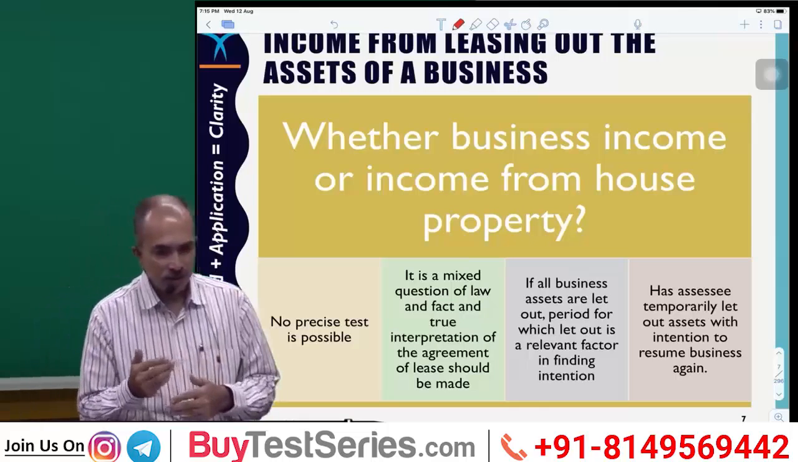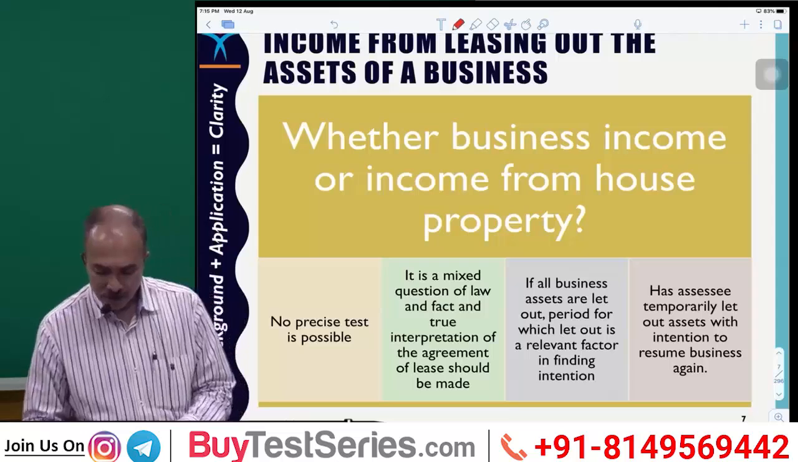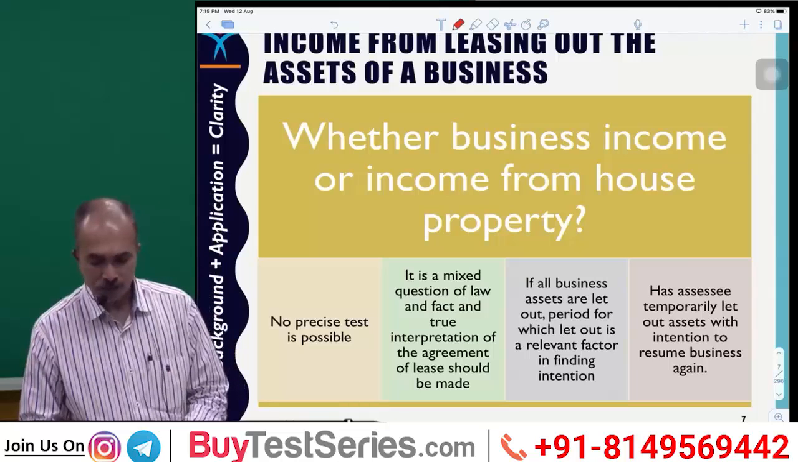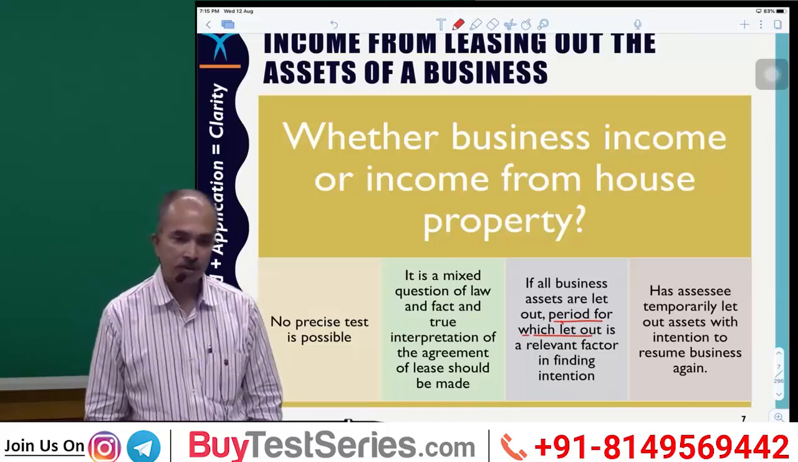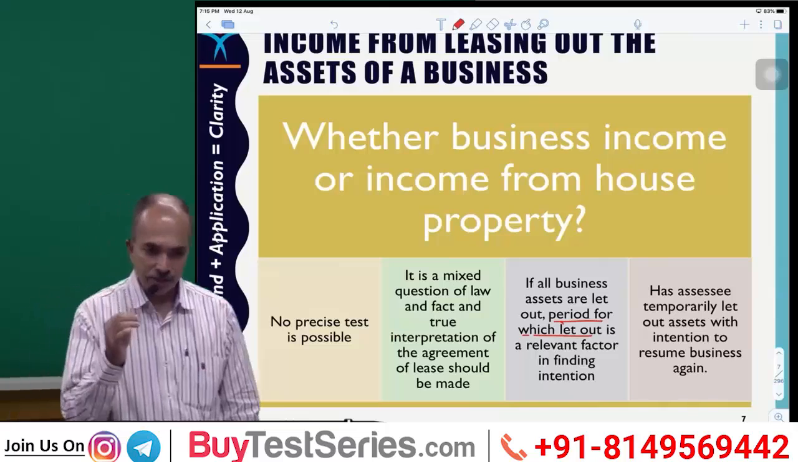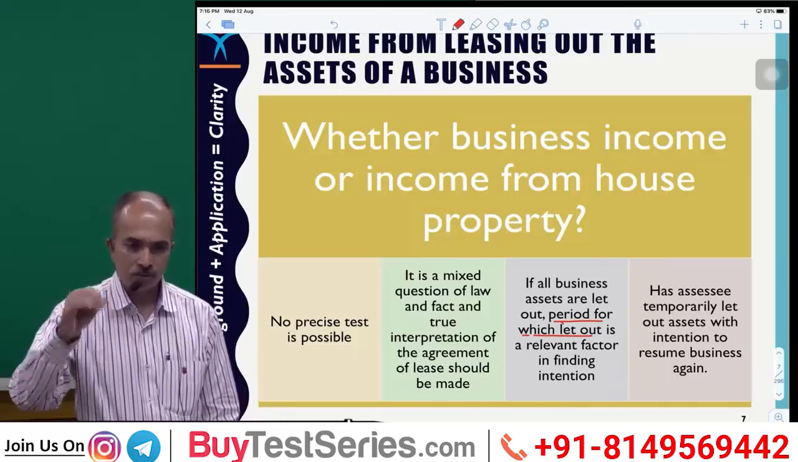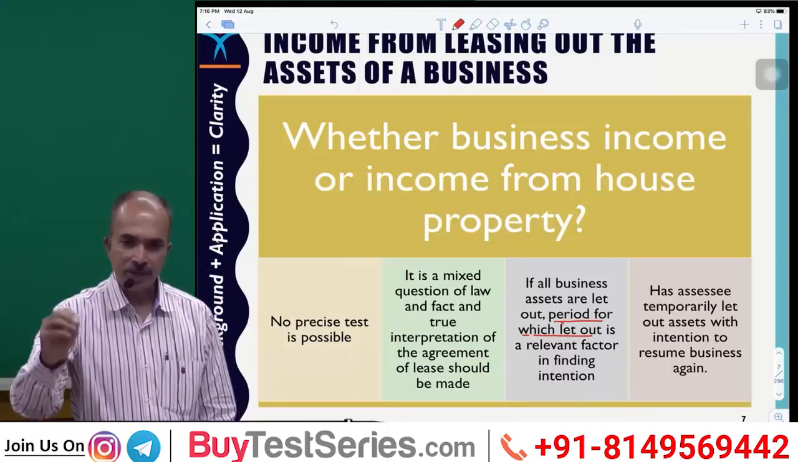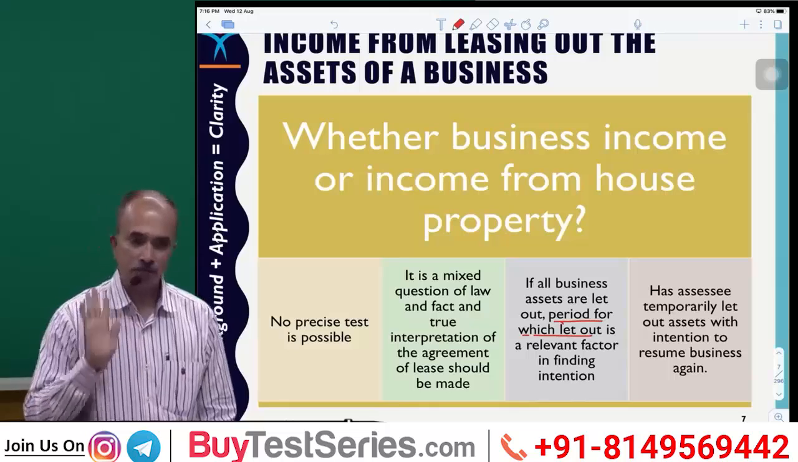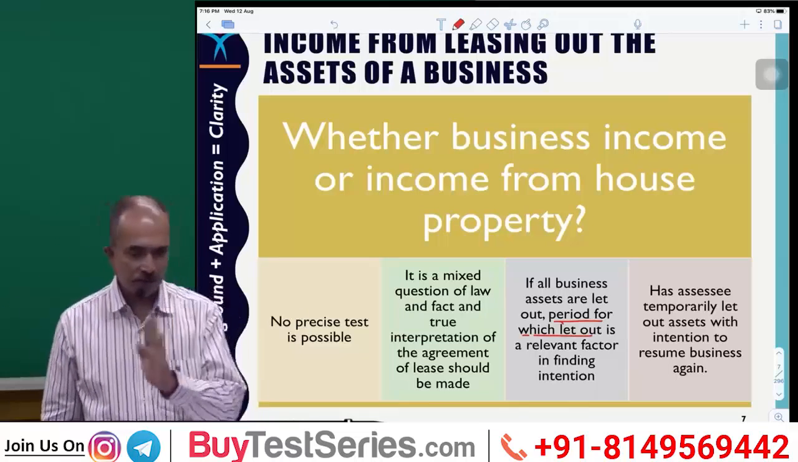So here, a common test has been laid down by multiple courts saying, if all the business assets are let out, the period for which the assets are being let out becomes a relevant factor. That is, if the intention is that because of COVID-19 for 6 months, 1 year, 2 years we are not going to operate, but the target is maximum between 18 to 24 months, we will restart operations. Once the problems of economy are gone, we will then restart operations.